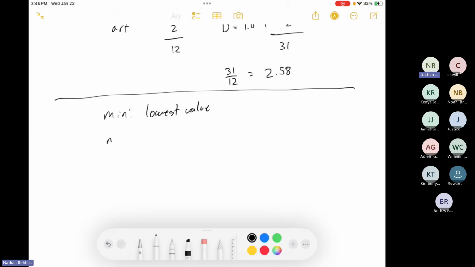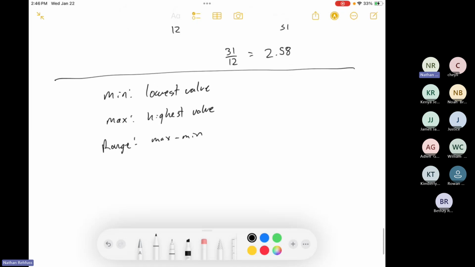Min is the lowest value, and max is the highest. And so the range is max minus min. Range is a very simple measure of spread. If my data set looks like 3, 4, 5, 7, 10, then the range, well, the max is 10, the min is 3, and so the range, 10 minus 3, is 7. And that's all I'm going to say about range.